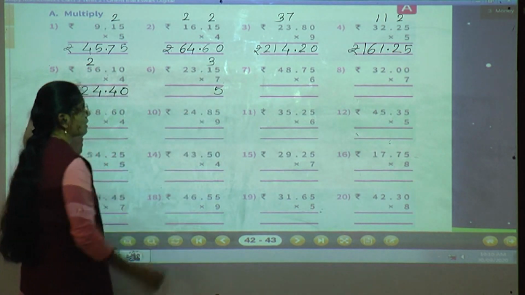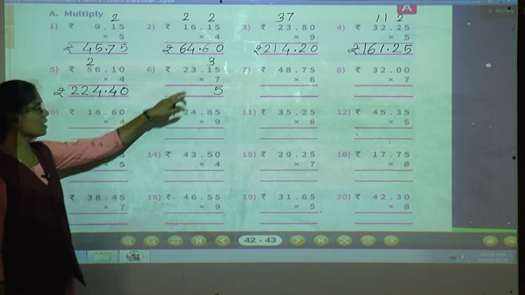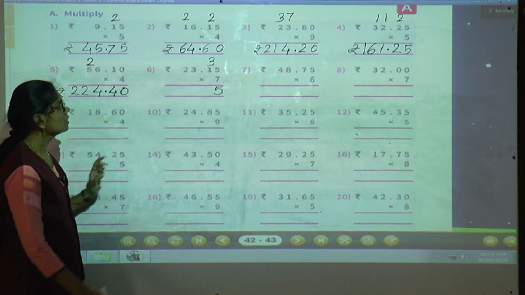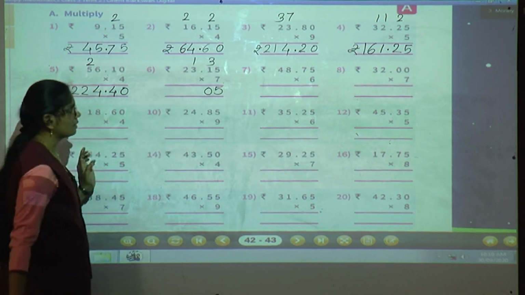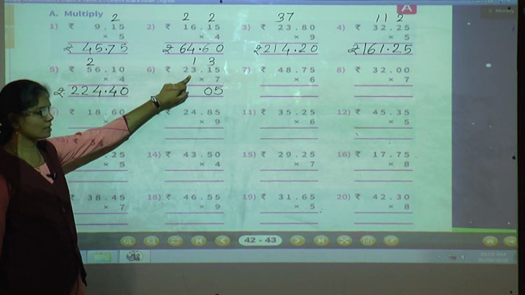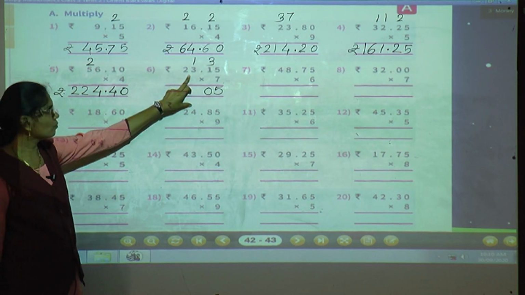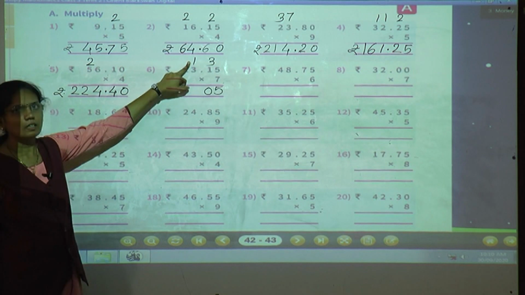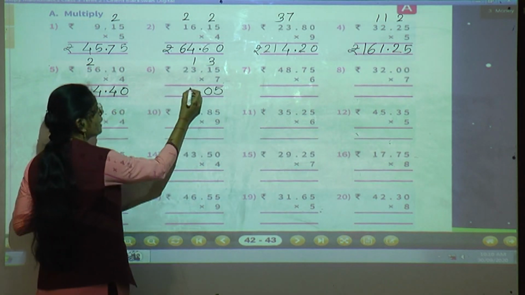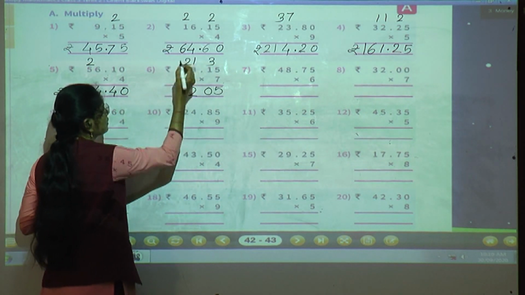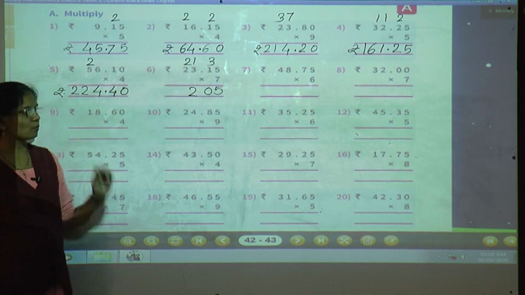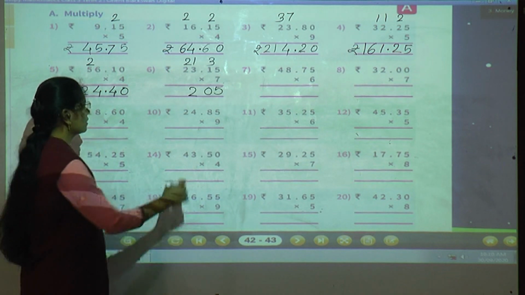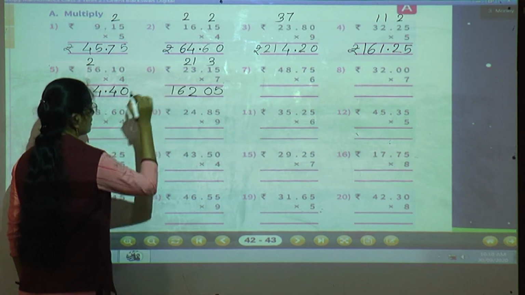Then 7 into 1. 7 ones are 7 plus 3, 10. So here we'll give 0 and 1 as a carry. Then 7 into 3, 7 3s are 21. 21 plus 1, 22. So here we'll write 2 and 2 as a carry. Then 7 2s are 14 plus 2, 16. Correct. So here we'll write 16.